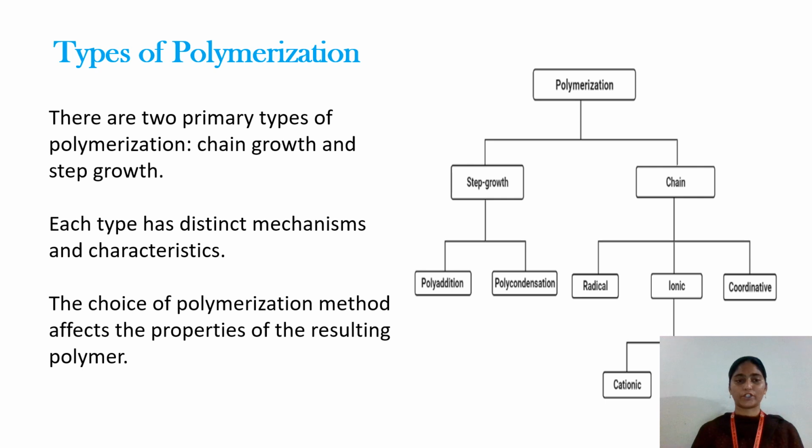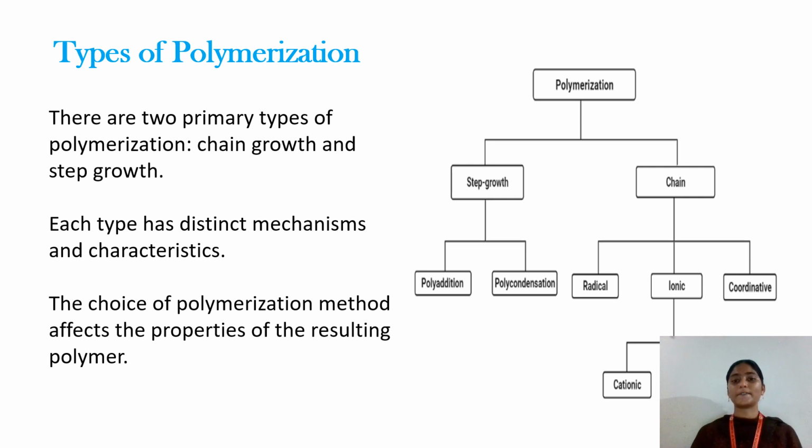Types of polymerization. There are two primary types of polymerization: chain growth and step growth, also called addition polymerization and condensation polymerization. Each type has distinct mechanisms and characteristics. The choice of polymerization method affects the properties of the resulting polymer.